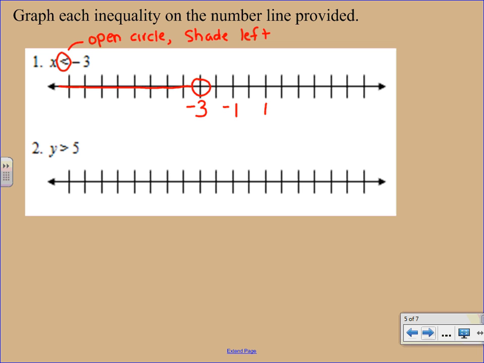If you want, you can make it a little bit heavier, or you can do a little squiggle. Highlighters work really well. Just make sure that it's really clear which direction you're shading in. All right, number 2, it's going to be an open circle because it's the greater than symbol, and we will be shading to the right. So just put your 5 on there, open circle, and then shade it off to the right. Good.